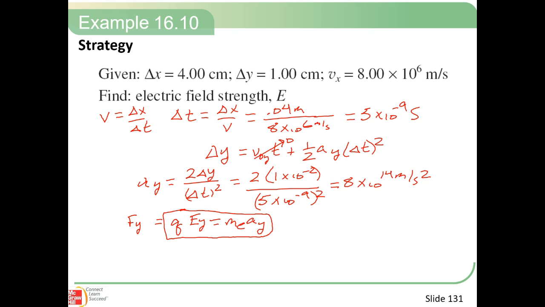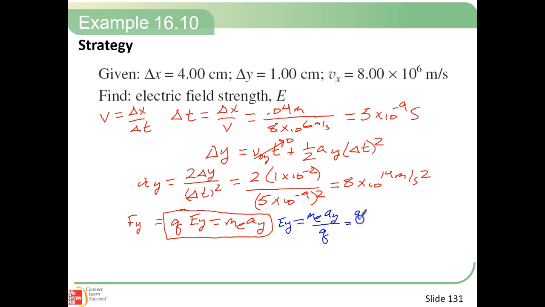I'm going to change colors and go to blue here since we're finding the actual final answer. And so we're going to rearrange the equation. This is the electric field is equal to, now we're going to divide both sides by Q. So we end up with the mass of the electron times the acceleration in the y, all divided by the charge. Oops, that's a G, and I want a Q there. So we'll back it up, divided by the charge.